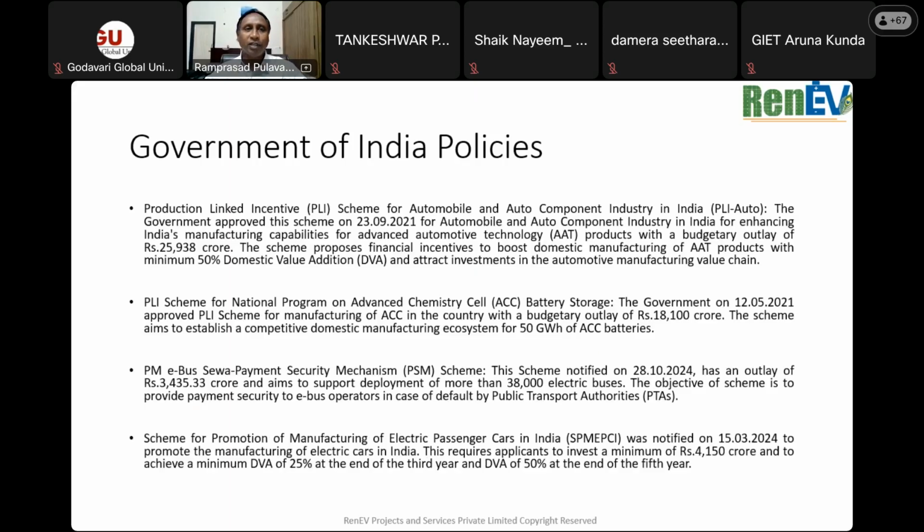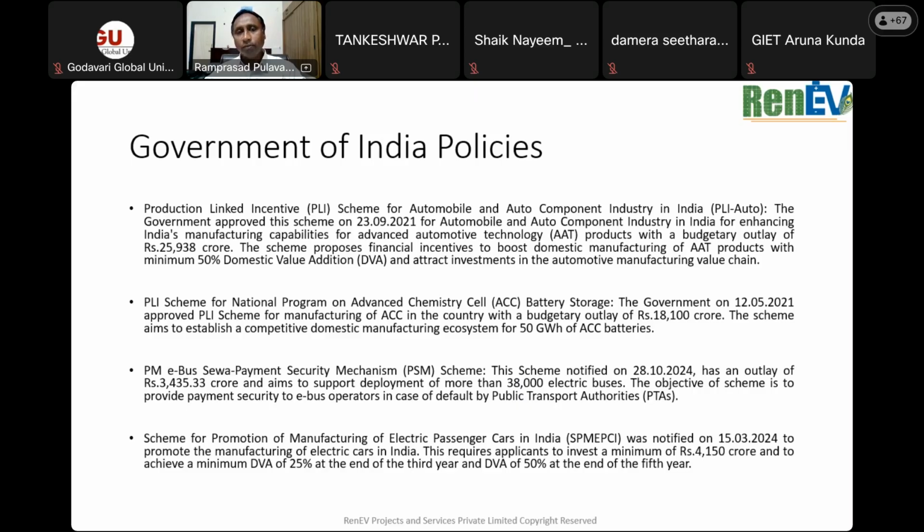PLI means Production Linked Incentive Scheme for the automobile and auto component industry in India. This was launched in 2021 with a budget of approximately 26,000 crores. And this is usually given to manufacturers who achieve a domestic content of 50%. So if the vehicle value is, let's say, 1.5 lakhs ex-showroom, the government of India expects that 50% of it, at least 75,000, should be domestic value addition.